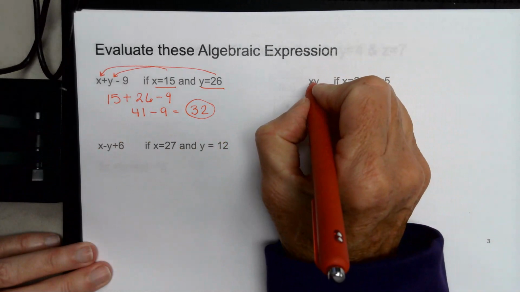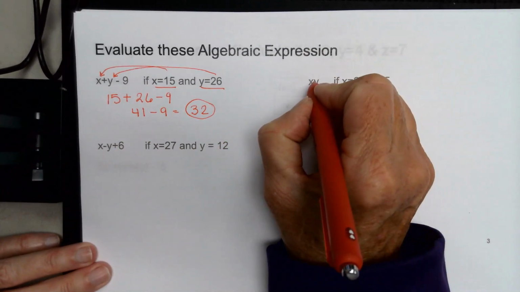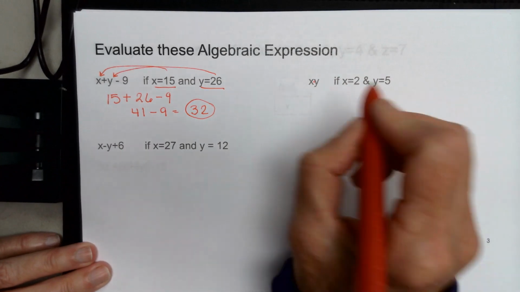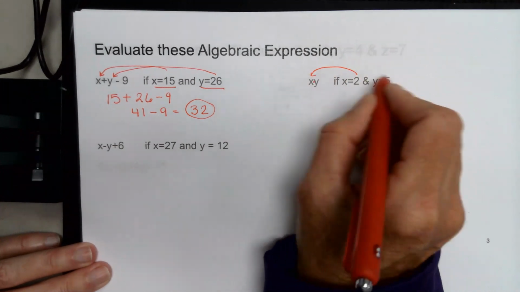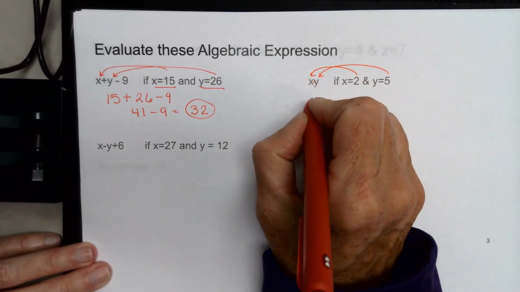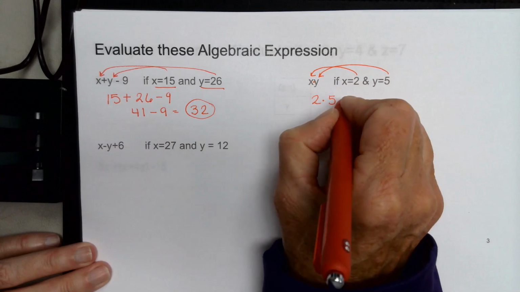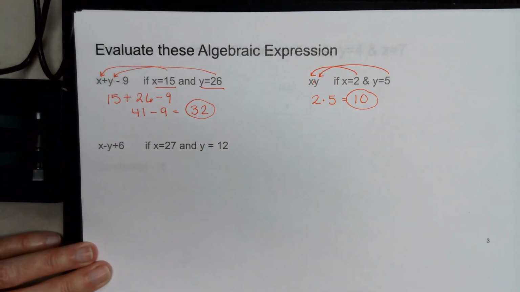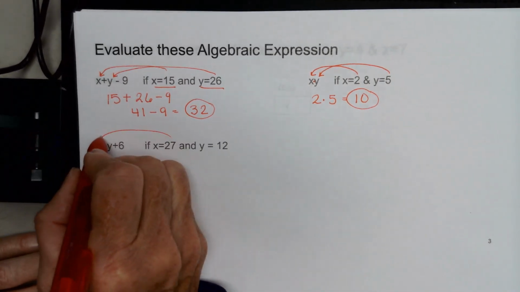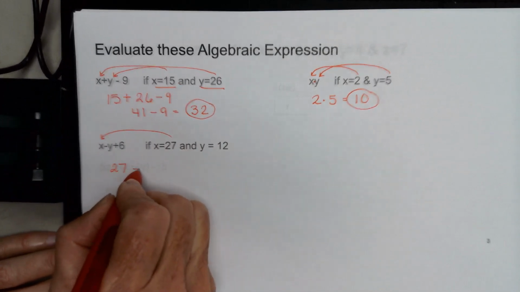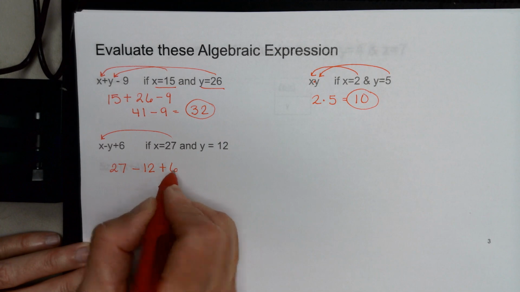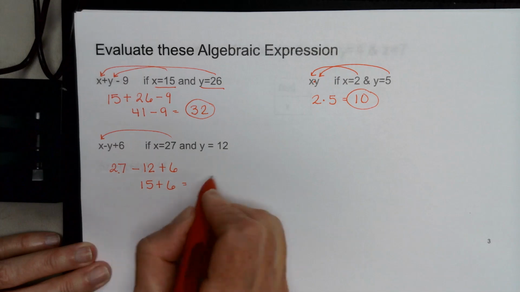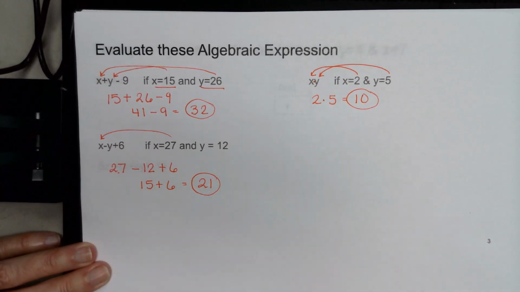On this one, notice that there is no plus or minus between them, so there's an understood dot between them, which means x times y. So again, you're substituting the 2 for the x, the 5 for the y, so you have 2 times 5 equals 10. So when I evaluate it, that's the answer that I get. Same thing down here, 27 minus 12 plus 6. So 27 minus 12 is 15, plus 6 is going to give me a 21. So that's your answer for that.